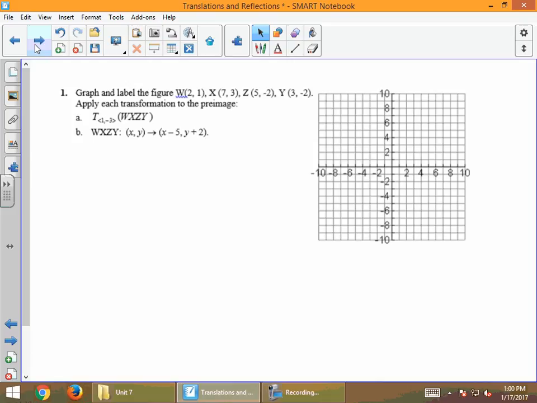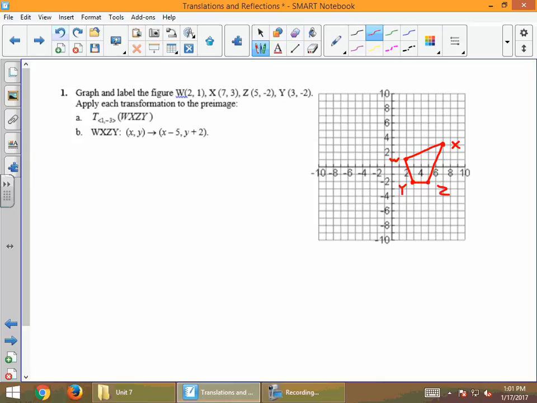Okay. Well, first things first, let's graph like we have been doing. W is 2, 1, excuse me, that's a W. Next one is 7, 3. That is X. That's it, right? Yep. X. Z is at 5, -2. That's a Z. And then Y is at 3, -2. That's Y. And we connect our figure. There is our pre-image. That's the one we start with.